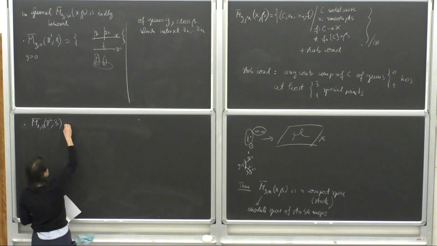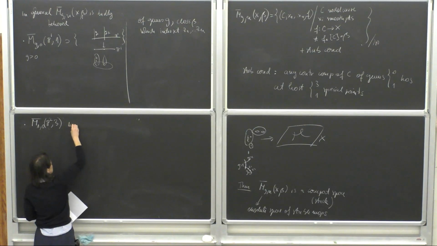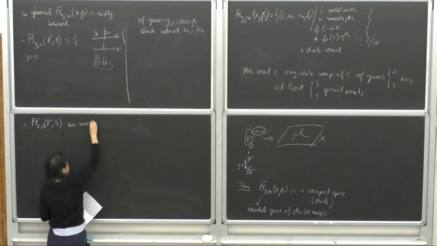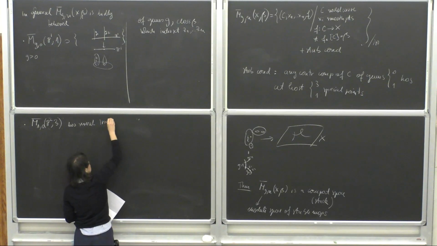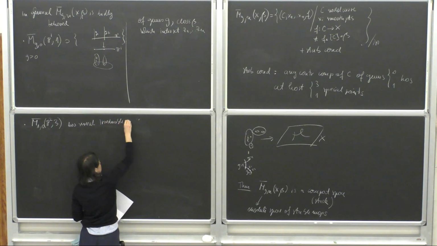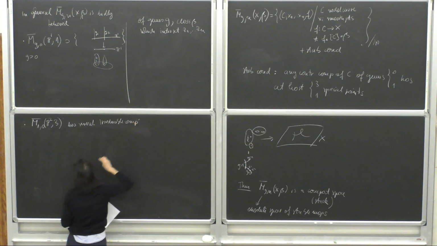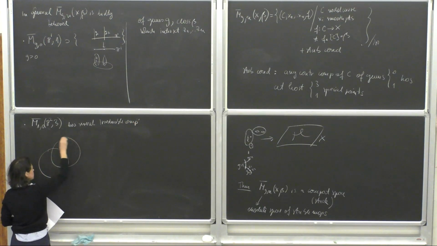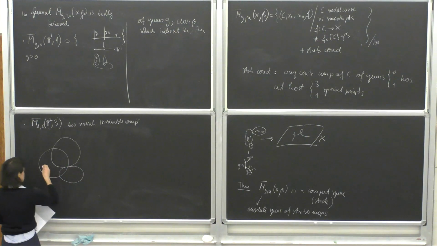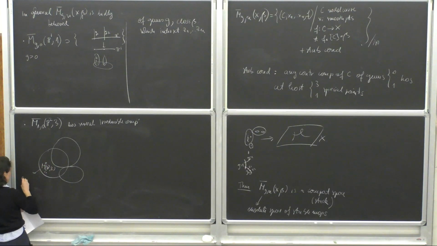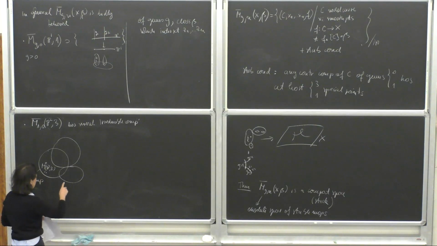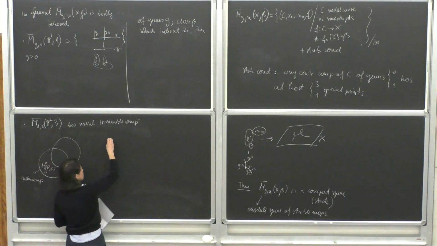But the problem is that this one has several irreducible components. So it looks something like this, where I have M-bar of P2, 3, 1, and I'll write here with a 0, and I will call this the main component. And some other components.